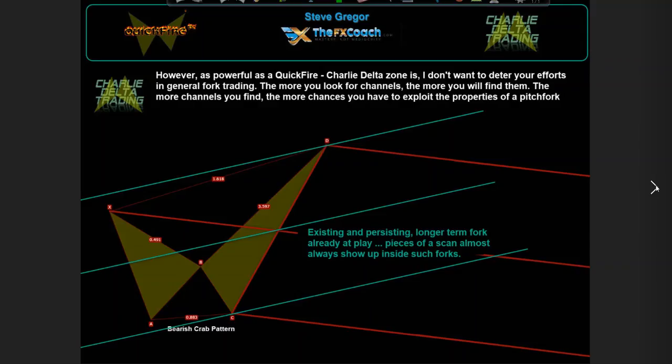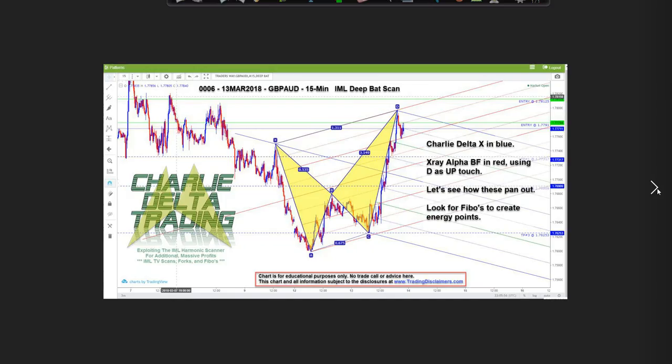We also have things called BS forks, before the scan. They could be long and existing, persisting forks already at play, and magically you'll see your scan open up inside that fork. It won't always give you two touches like C and D, but it might give you the C, it might give you the B, it might give you the X once it finally paints. So that will continue to give us, so we have three pitchforks associated with the scan as part of the Charlie Delta family. Very hottest zone on the chart. It's absolutely the hottest zone on the chart.